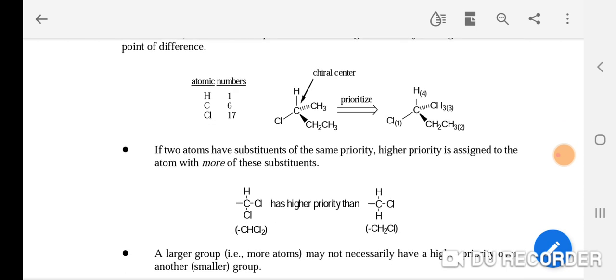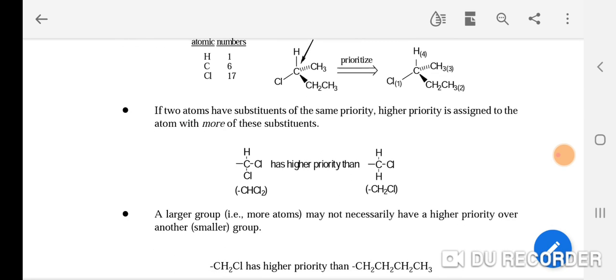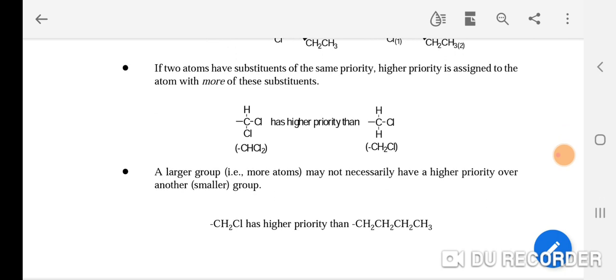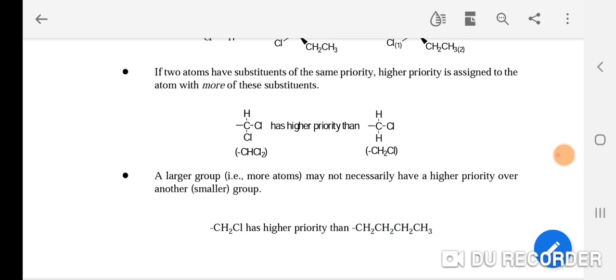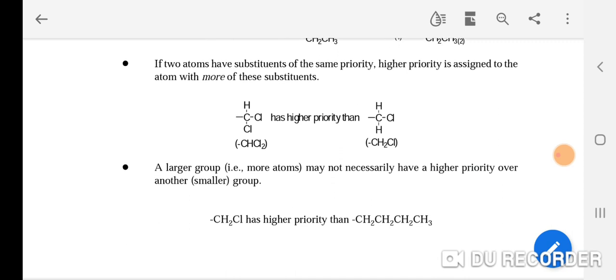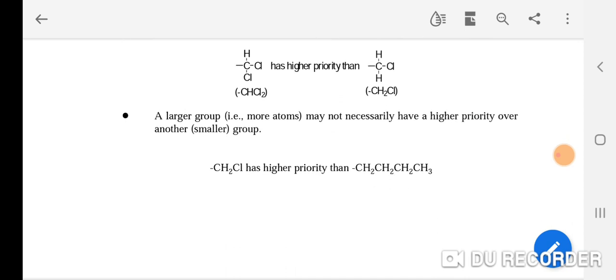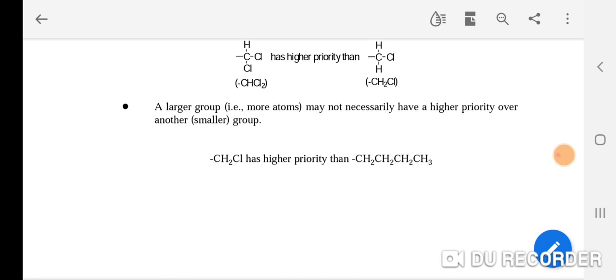If two atoms have substituents of the same priority, higher priority is assigned to the atom with more of the substituents. Consider these examples in which the first example has two chloro groups, therefore it has a higher priority than the second one in which only one chlorine is present. A larger group may not necessarily have a higher priority over another smaller group. Consider this example. CH2Cl has a higher priority than CH2CH2, CH2CH3.